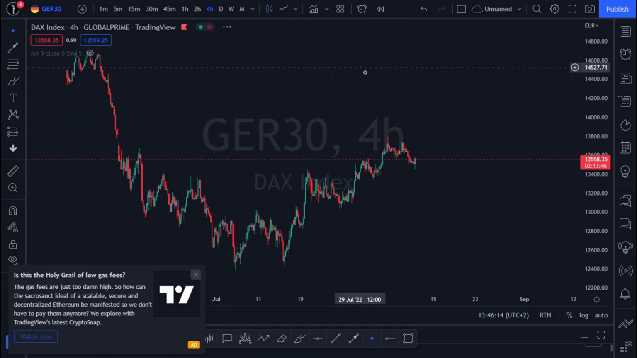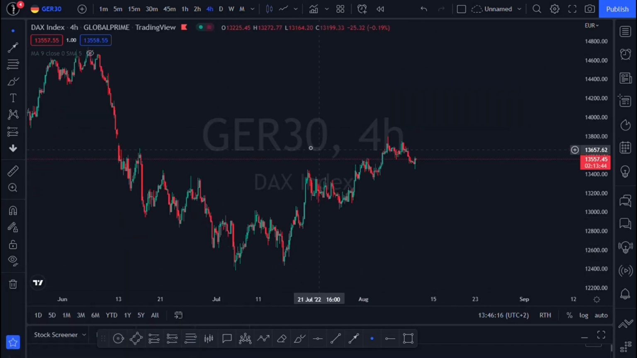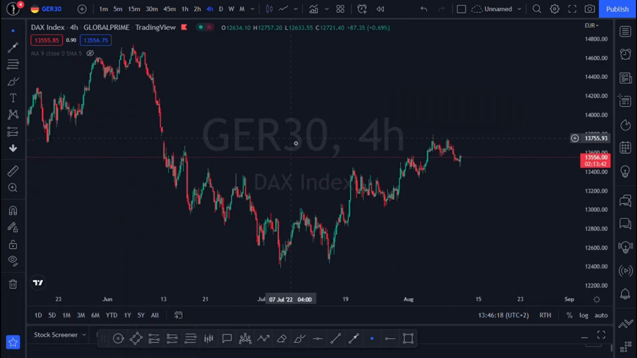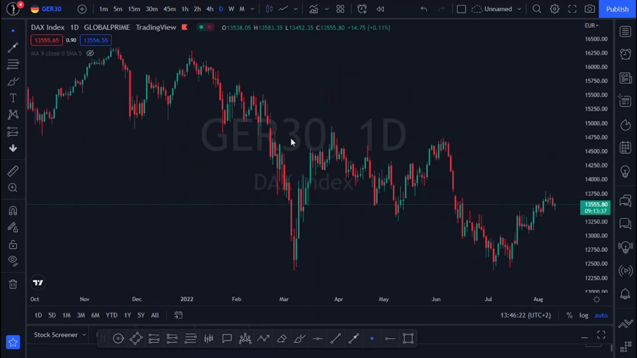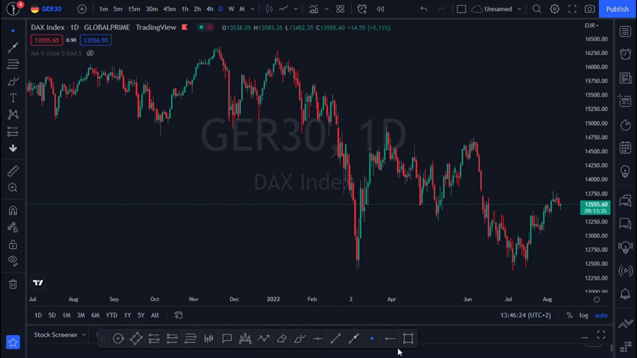So now we can go straight towards the German index, my favorite, the Germans. Right, so we start off on the daily frame. On the daily frame, one of the things that we look for is our higher highs and our higher lows. You remember that, right?